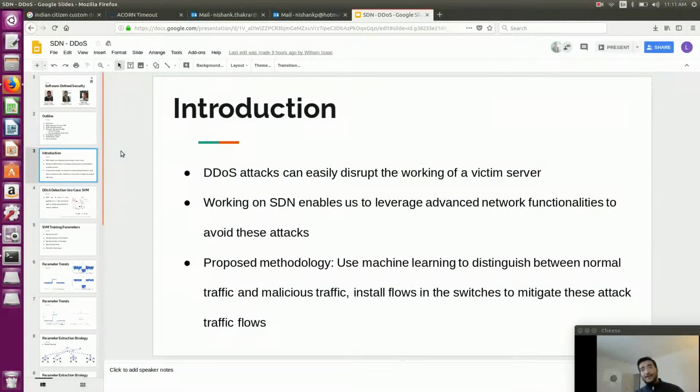So the high efficiency of DDoS attacks and their ability to disrupt normal network functions was our main motivation for taking up this project. The advanced network features, like a global view of the network, make it easier for us to mitigate and detect a DDoS attack. So we propose to use machine learning to distinguish between normal traffic and malicious traffic, and in case of detection of a DDoS attack, we propose to install flows in the switches to mitigate these attacks.